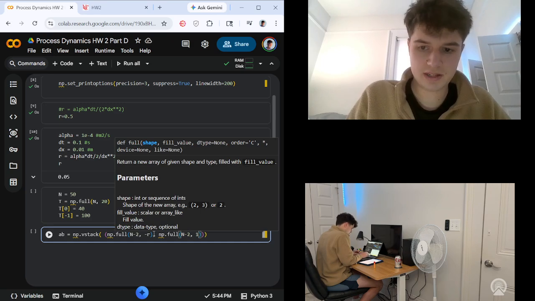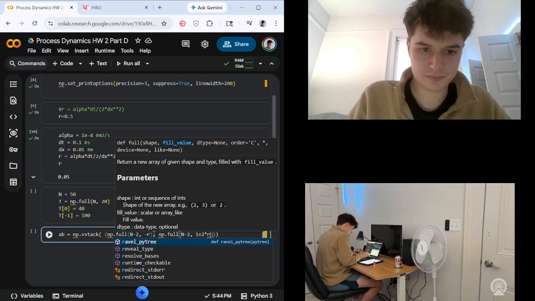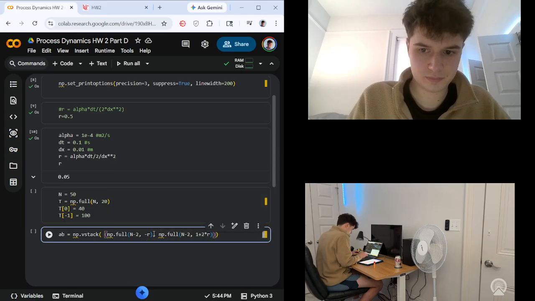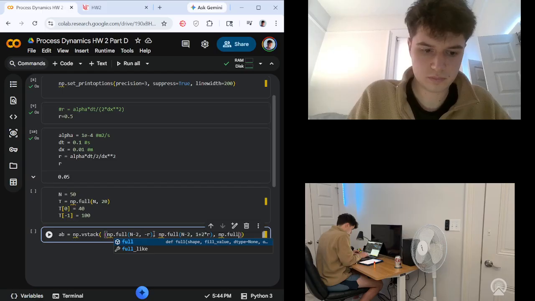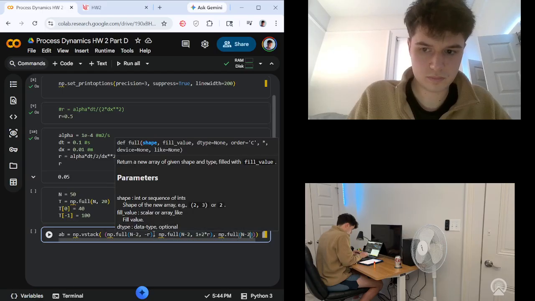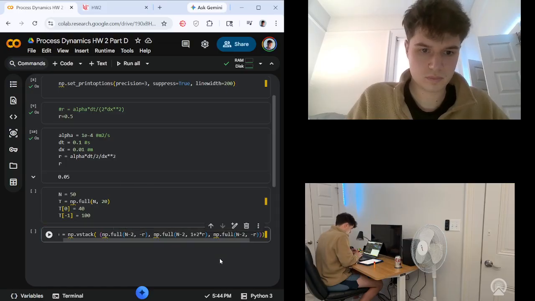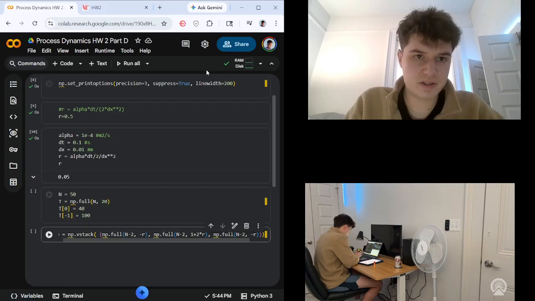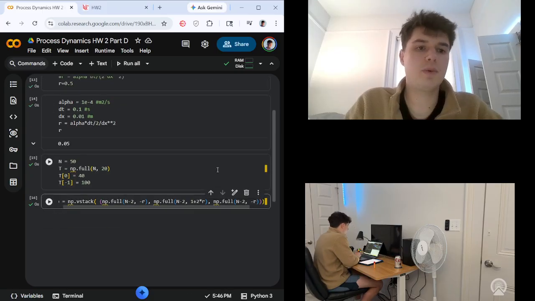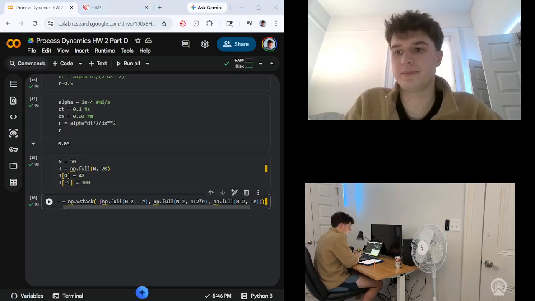Anyway, back to this. 1 plus 2 times r. So this is correct. Let's run all this, make sure everything is correct. All right, the check marks are good, and we were able to move into our IDX functions now.